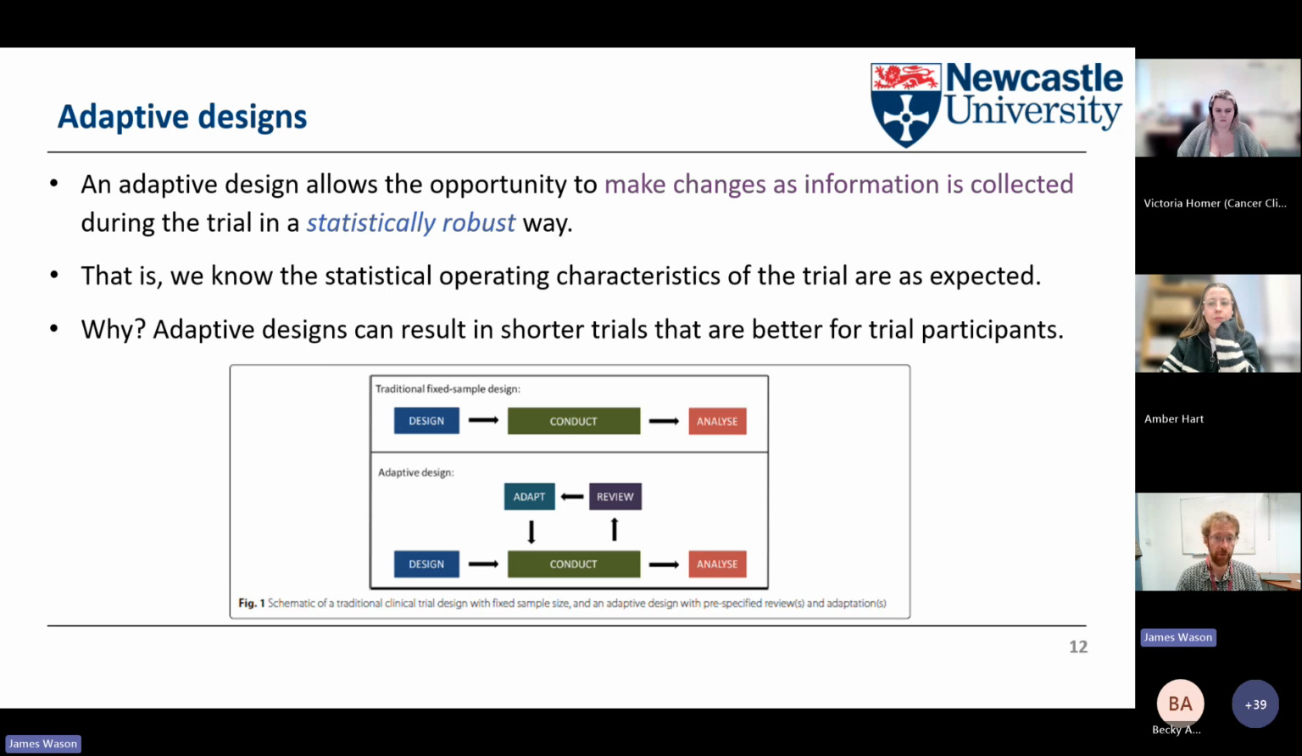And the idea of adaptive designs, which are a very broad class of methods that you can apply in many different situations, is that they should make things more efficient and mean that we can, on average, use maybe fewer participants for each trial, have shorter trials on average, and also provide advantages for participants in the trial, which might make them more attractive to recruitment.